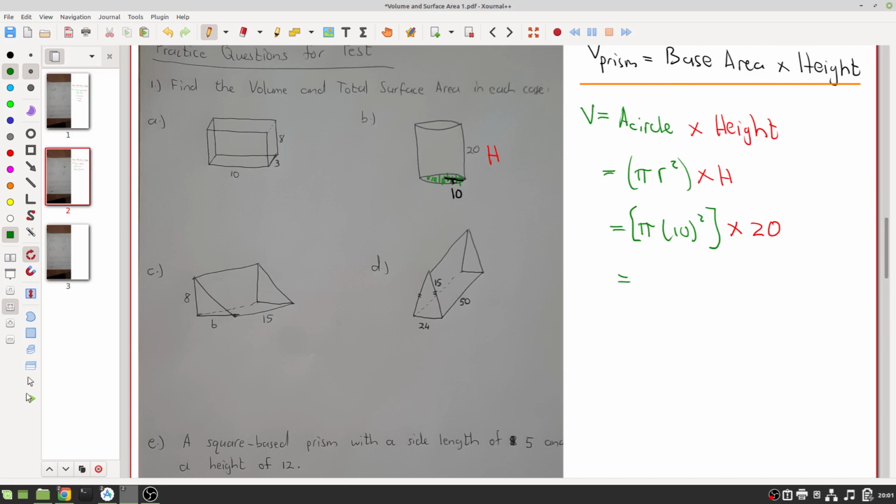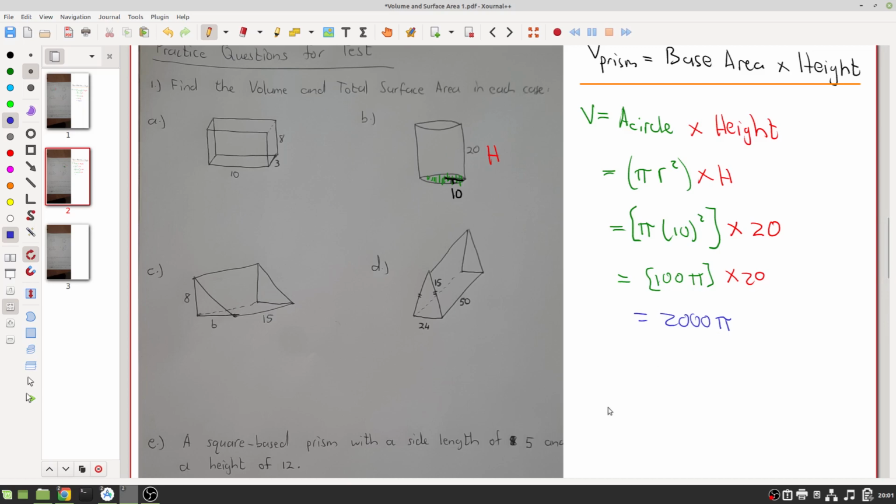Alright, so 10 squared is 100. So 100 times pi is 100 pi. And then we're going to times that by our height of the cylinder again, which is 20. And if we do that, 100 pi times 20 is just going to be 2000 pi.